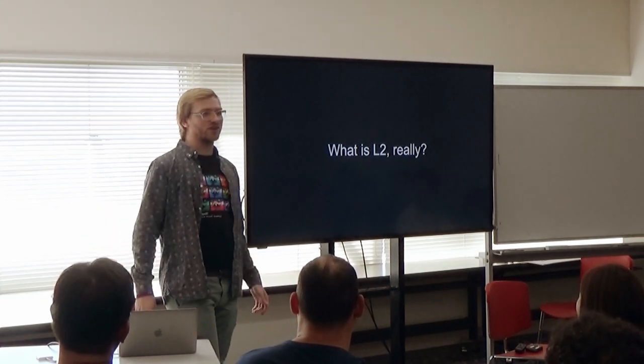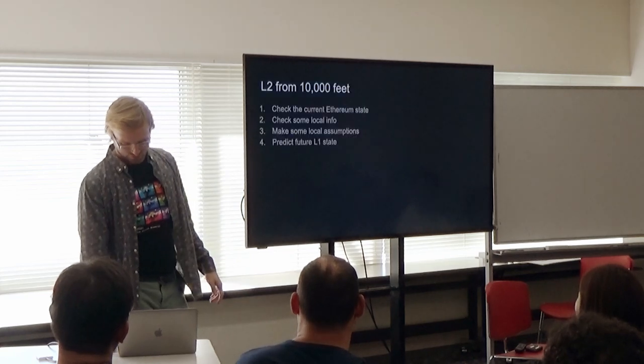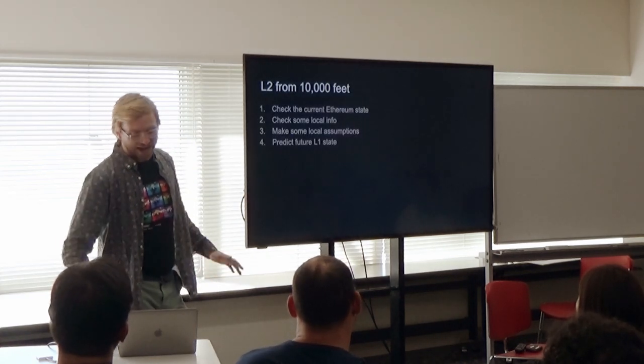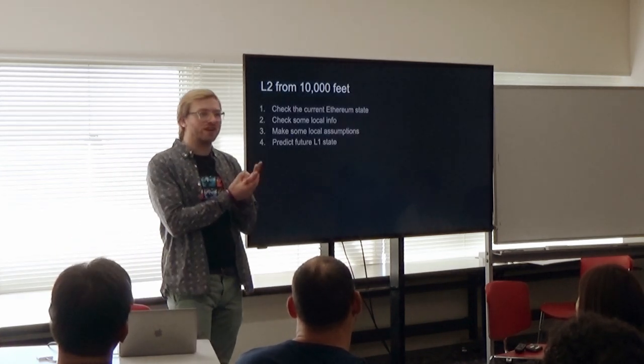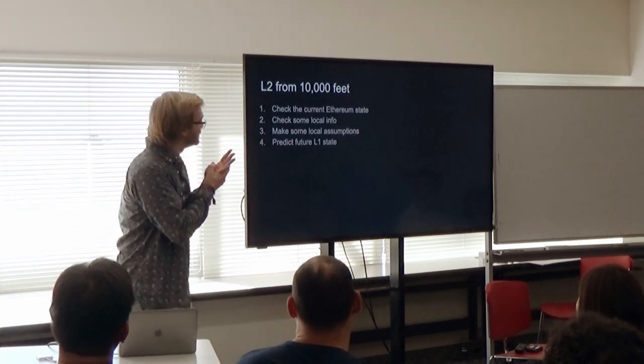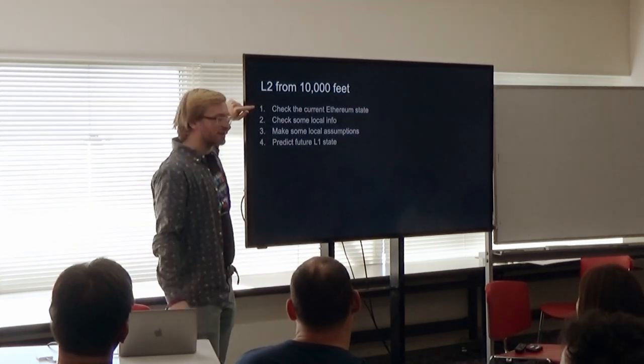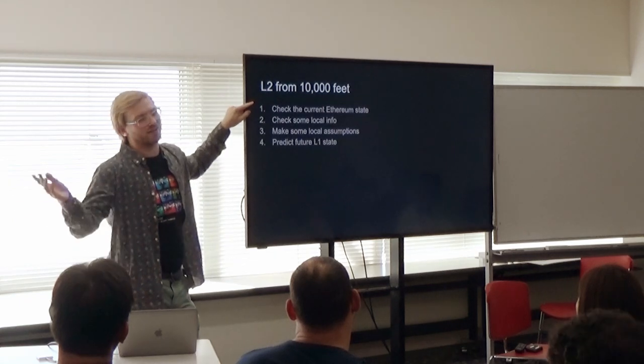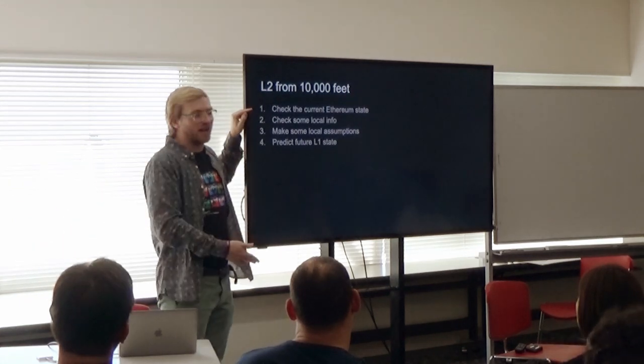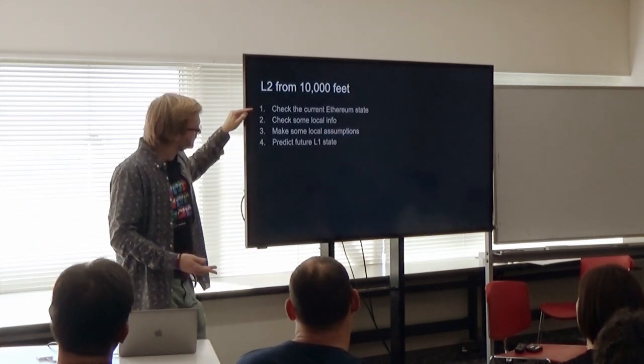So, let's try to understand a bit about what layer two really is, okay? At a high level, I think there are four pretty distinct things that go into layer two. Four steps, if you will. The one thing that you do is you check the blockchain state. We're at DevCon, so I'll say Ethereum. Check the blockchain state, see what's going on right now, right?